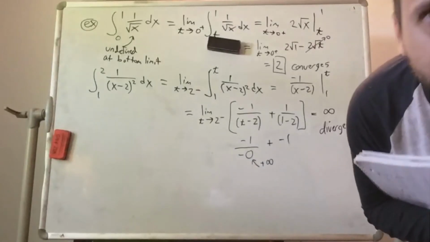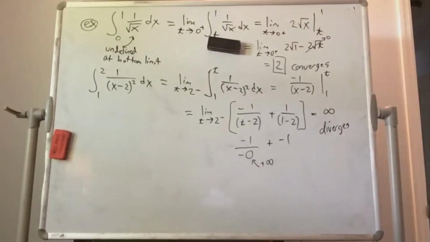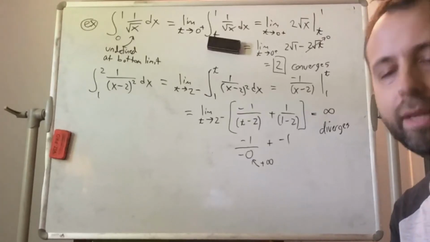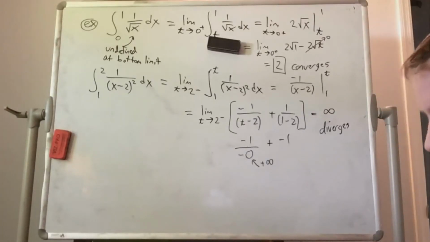So, let's, I want to see if you guys have any questions with that. How do you get the negative 0 in the denominator again?